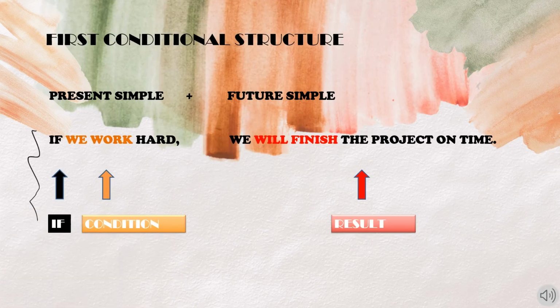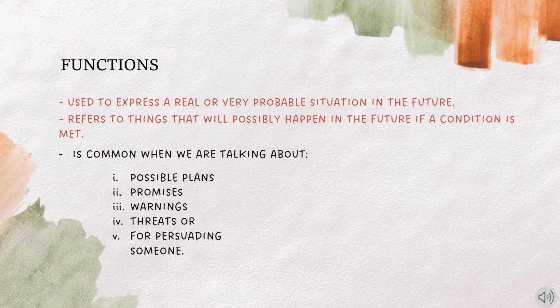First conditional structure: present simple plus future simple. If, condition and result. For example, if we work hard, we will finish the project on time. The first conditional is used to express a real or very probable situation in the future. It refers to things that will possibly happen in the future if a condition is met.